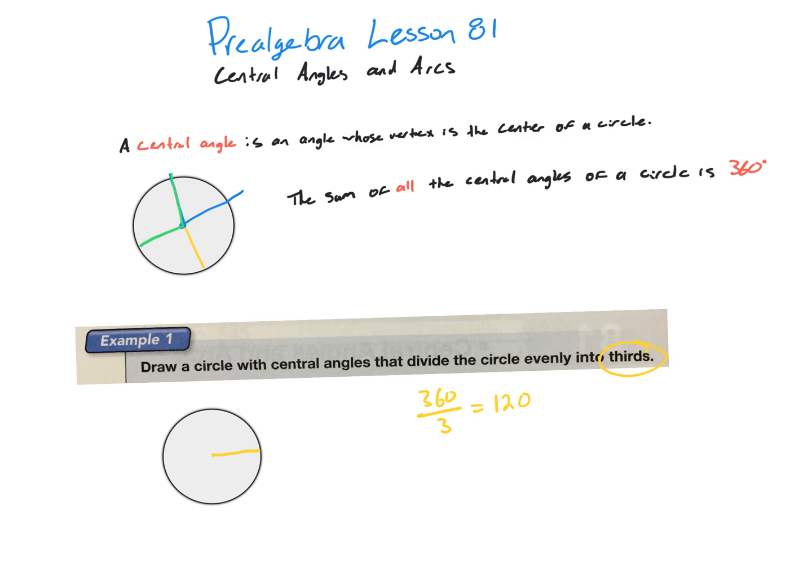Now I don't have a protractor on here, but we could estimate. It's going to be right about here. And then do another one, which is going to go right about here. Not exactly perfect, but you get the idea. So this would be 120 degrees, 120 degrees, 120 degrees. So adding those up would give you the 360, and there I've divided it into 3 equal parts.